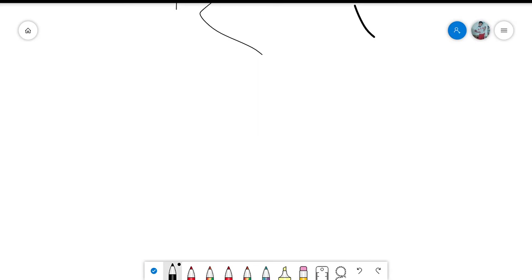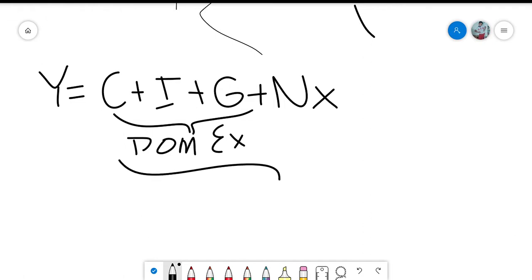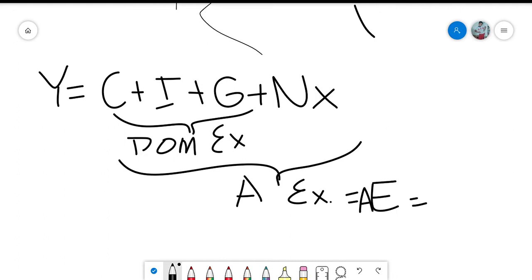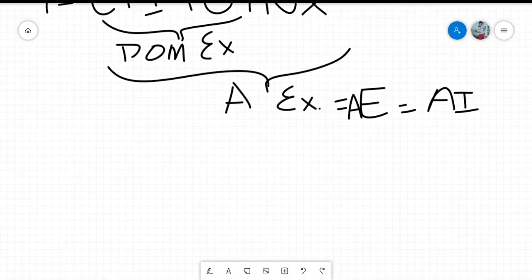Okay, so the next thing is we're gonna start off with the normal equation, C plus I plus G plus NX. C plus I plus G is domestic expenditure, so just put domestic expenditure. And this entire thing is aggregate total expenditure. I'm just gonna put A because I'm too lazy, so we'll call this AE, or it could be called AI, like aggregate income.